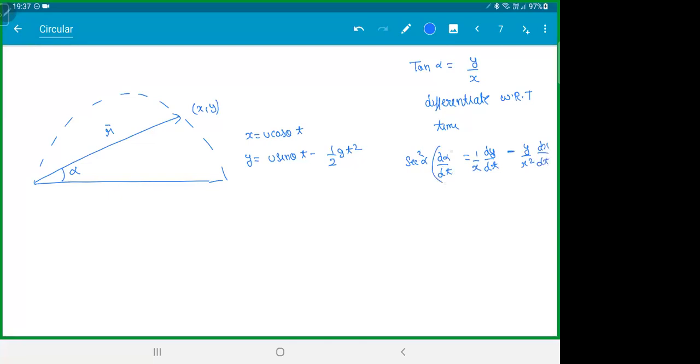So this d alpha by dt, this is omega, isn't it? Rate of changing alpha. And then you can substitute time is equal to 2u sine theta by g. That will give you the answer. It's pretty long. Find alpha as function of time t and differentiate. That will give you d alpha by dt, which is omega.